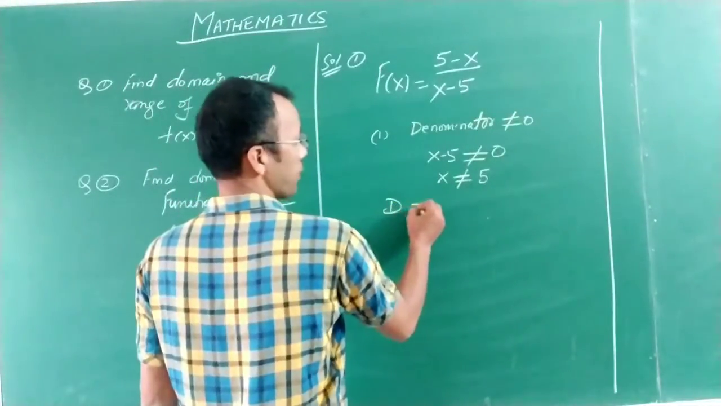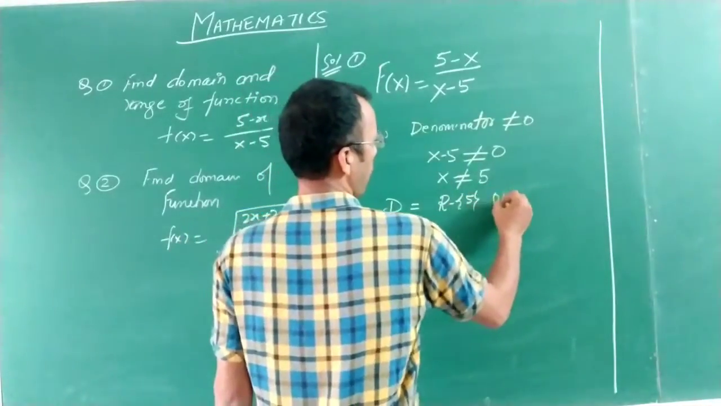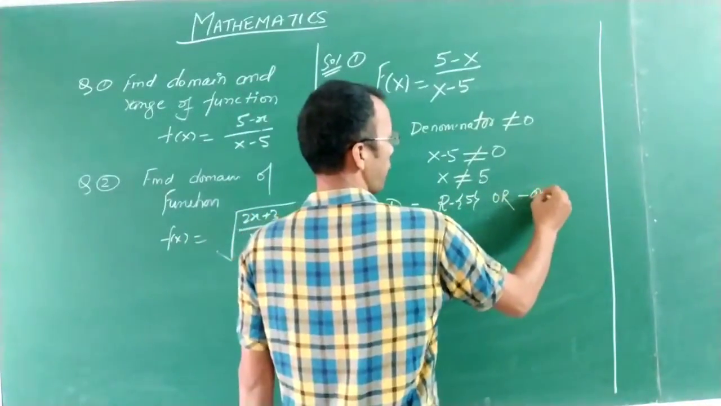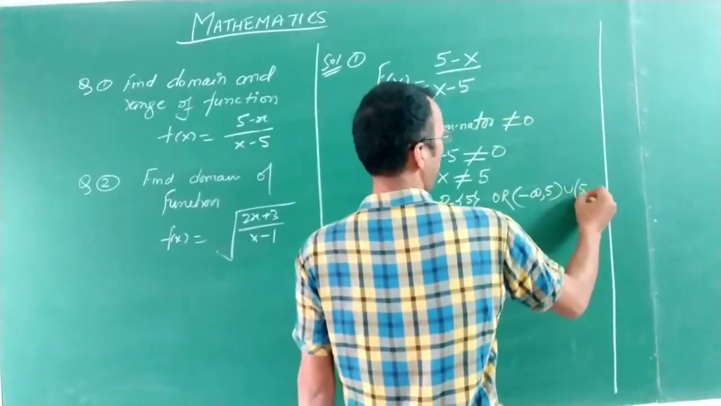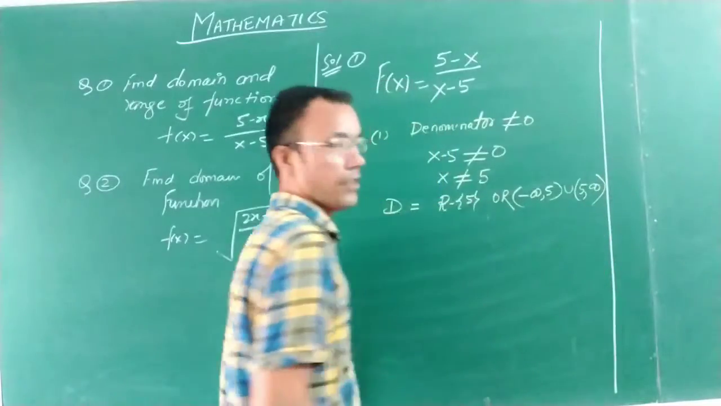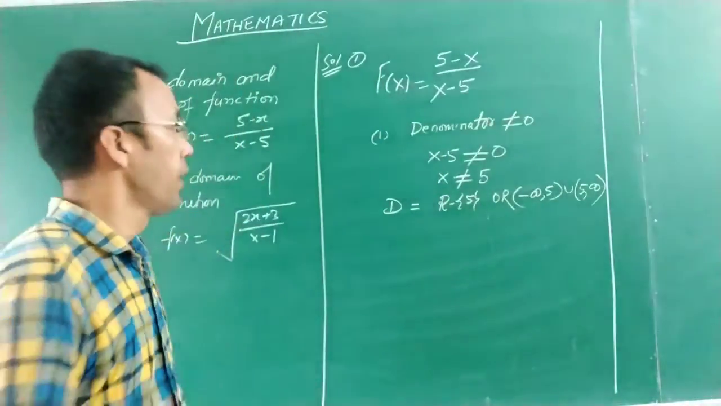We have domain is equal to R minus {5}, or minus infinity to 5 union 5 to positive infinity. That has to be an open interval because 5 is not included.